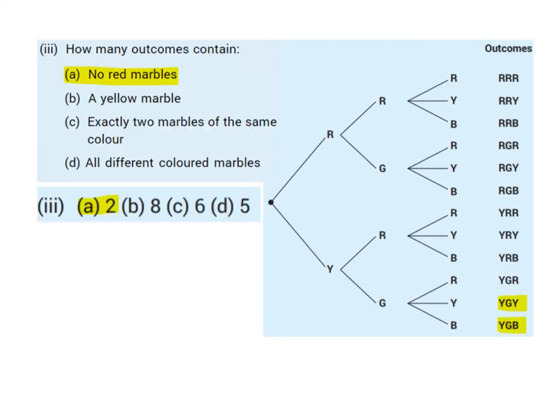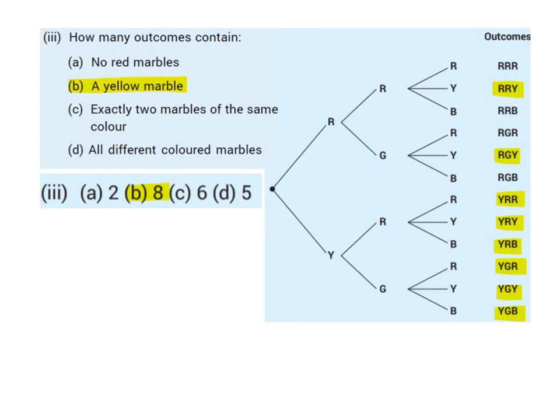Part 3 asks us a few different questions. So, A, how many outcomes contain no red marbles? Well, once you've drawn your tree diagram and listed all your possible outcomes, you just have to have a look through your outcomes and see how many outcomes don't have any Rs in them. And there's only the 2 at the bottom, YGY and YGB. These are the only 2 possible outcomes where there's no red marbles. So the answer is 2.